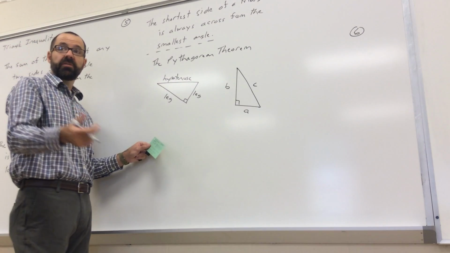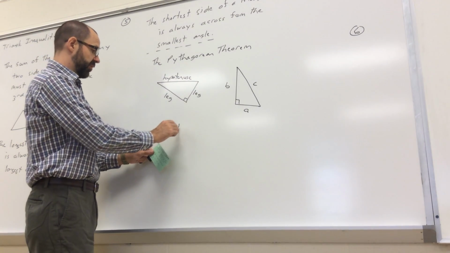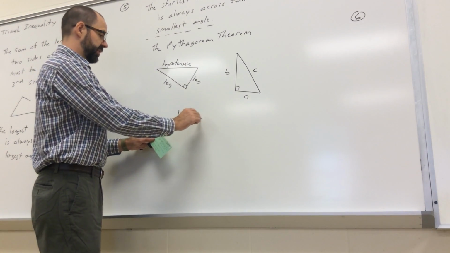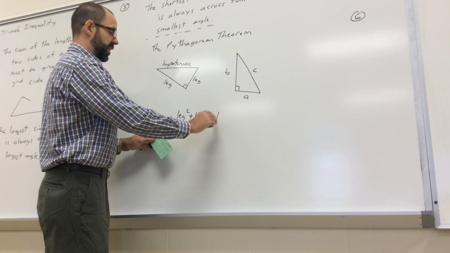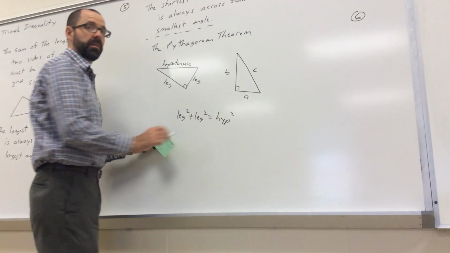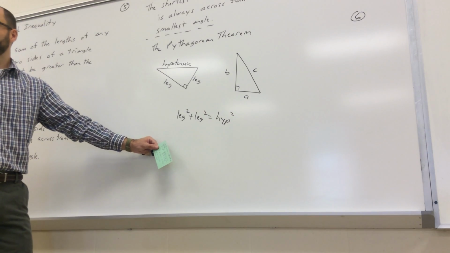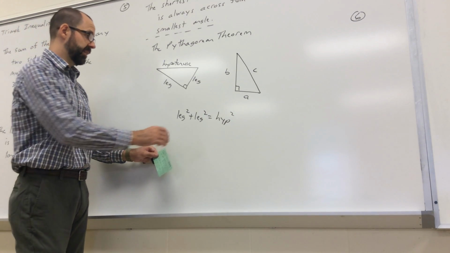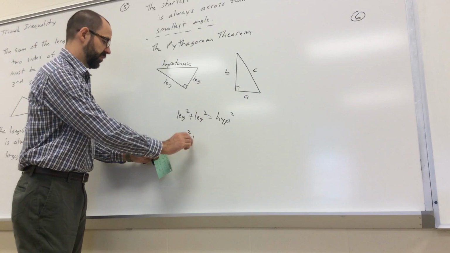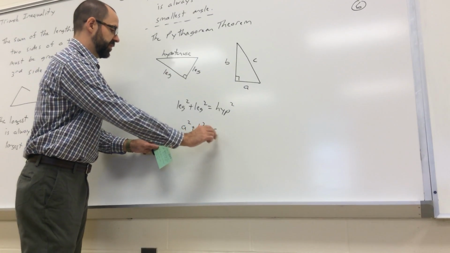Okay, so the Pythagorean theorem, there's two ways to say it. First of all, you could say legs squared plus legs squared equals hypotenuse squared. Or sometimes instead, you say A squared plus B squared equals C squared.